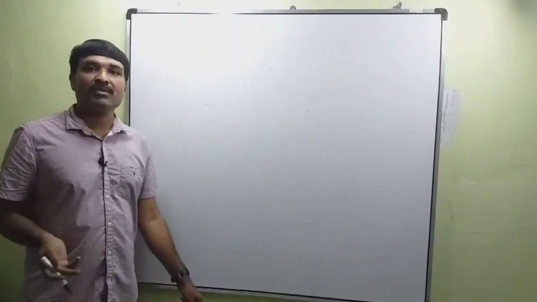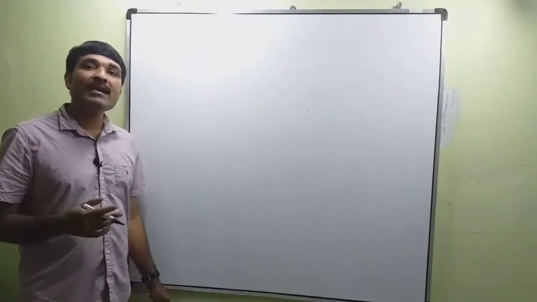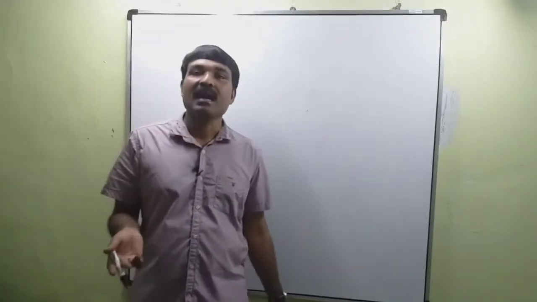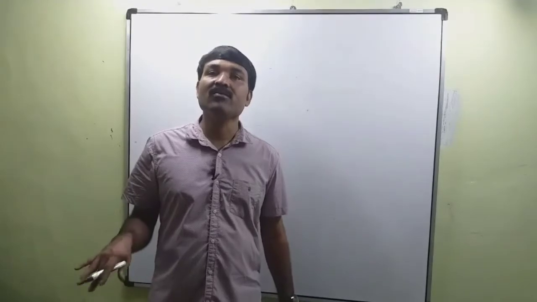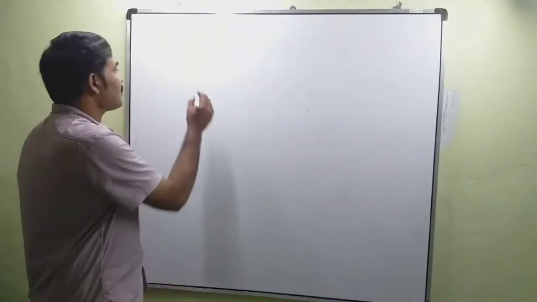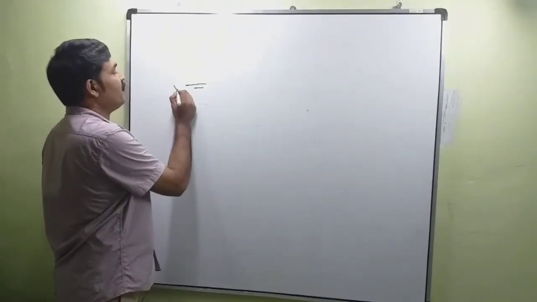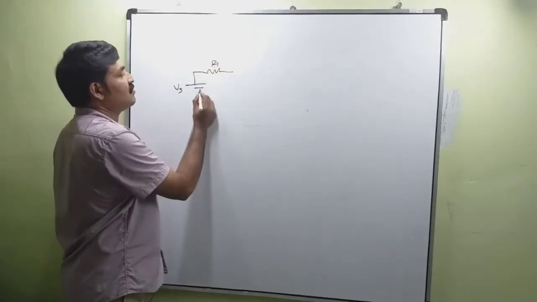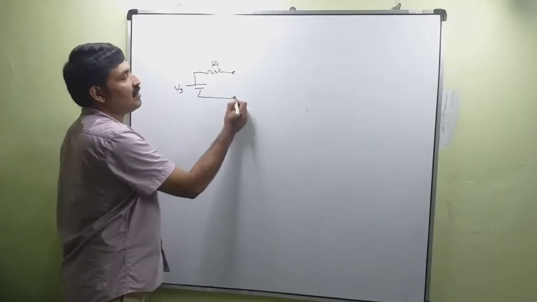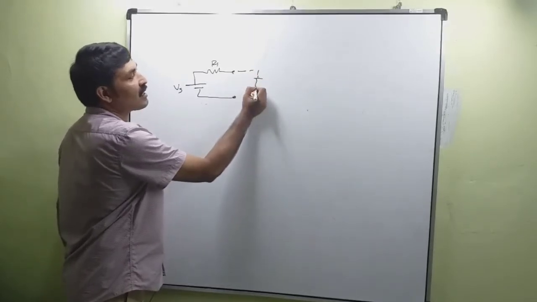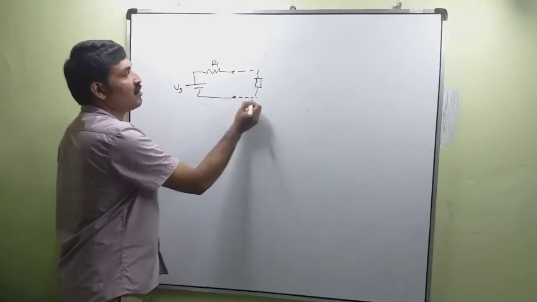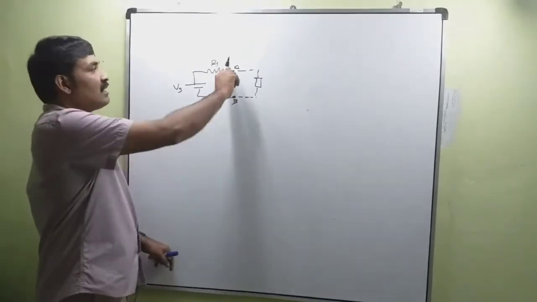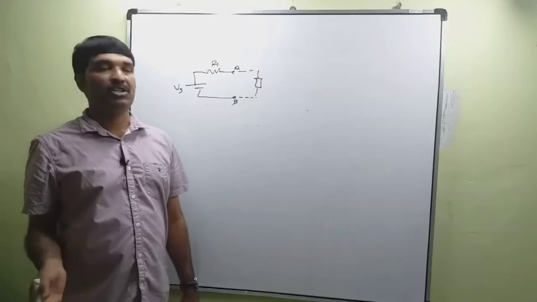Next is source transformation. It is always possible to transform a voltage source into a current source and a current source into a voltage source. That is, suppose we have a voltage source Vs having a series resistance Rs. This is a load terminal where we can connect a load. Let this be AB. These are the terminals and the voltage across AB is the terminal voltage.